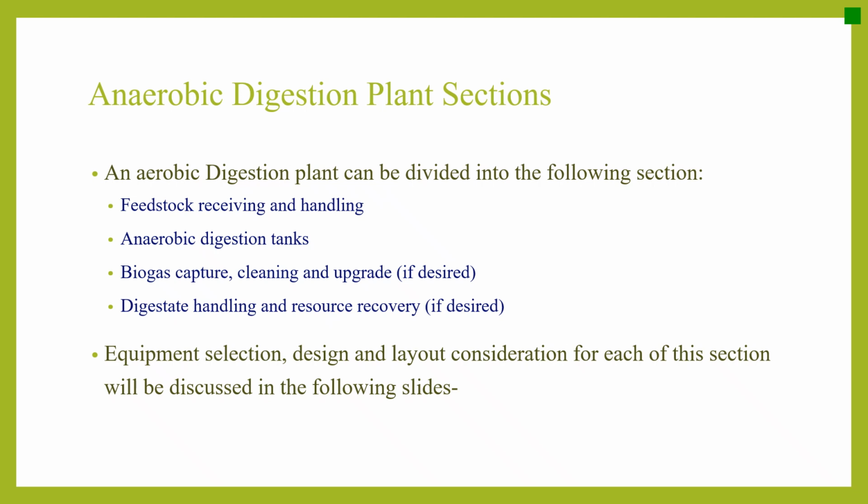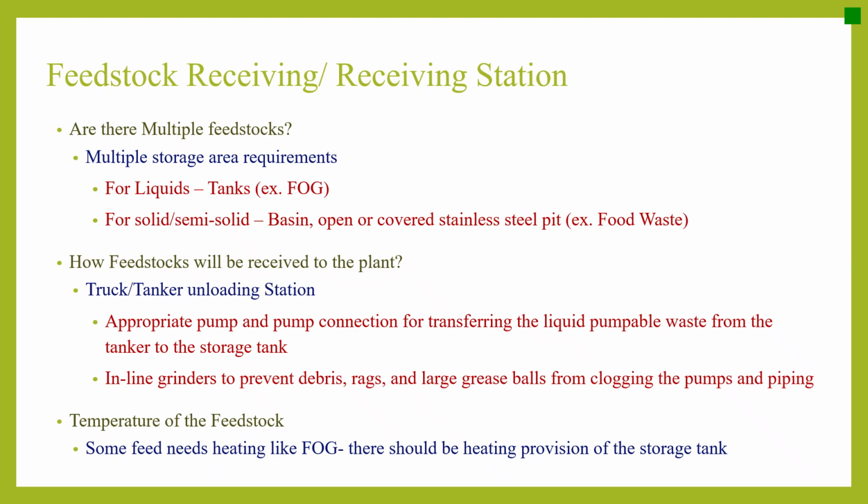An anaerobic digestion plant can be divided into the following sections: feedstock receiving and handling, anaerobic digestion tanks, where the anaerobic digestion itself takes place, biogas capture, cleaning and upgrade, if you desire to upgrade that biogas, and then digestate handling and resource recovery if that is desired. Equipment selection, design and layout considerations for each of these sections will be discussed in the following slides. Let's start with feedstock receiving.